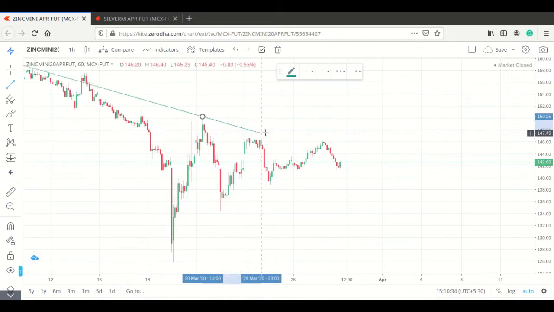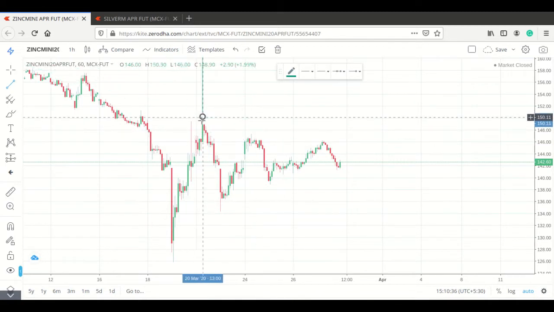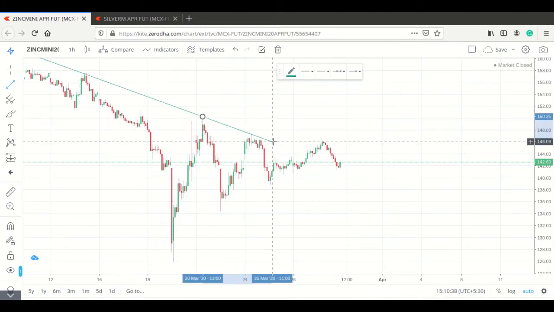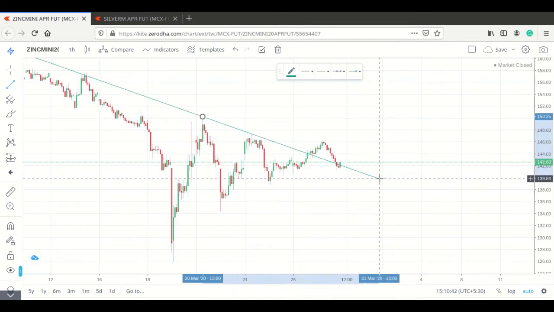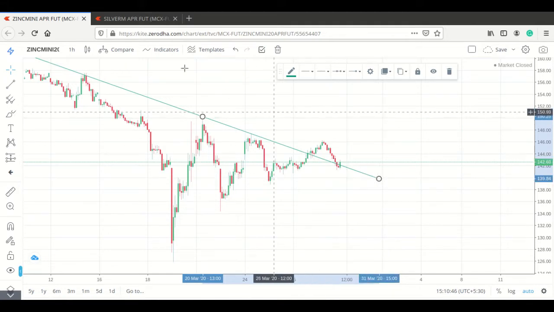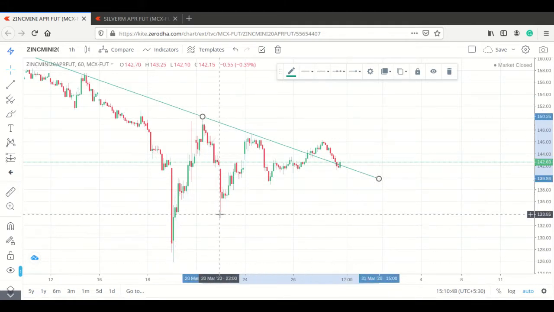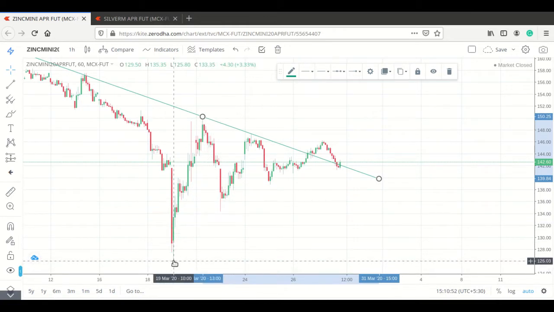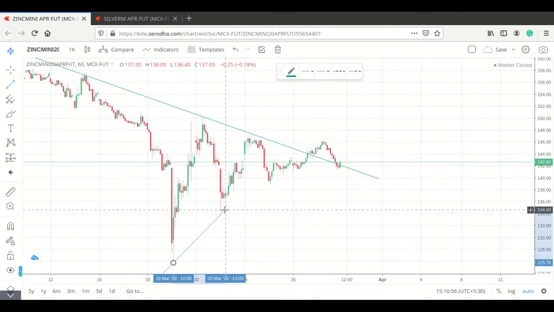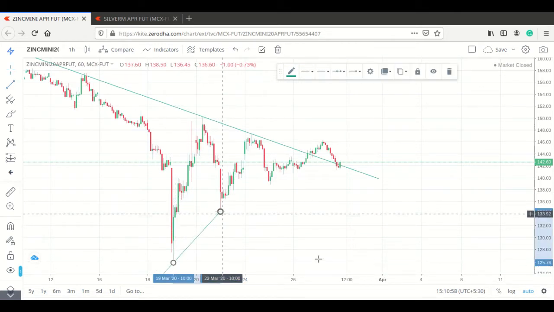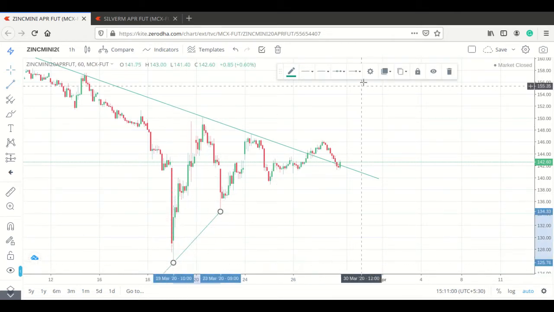I hope you can see there's a wick over here, right over here where I have clicked, and we'll be connecting this wick again. So that's our trend line, right? And another trend line that would come will be over here, right? So if I connect it from here to here, and I'll extend it.